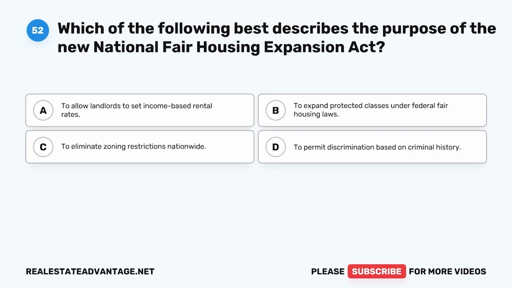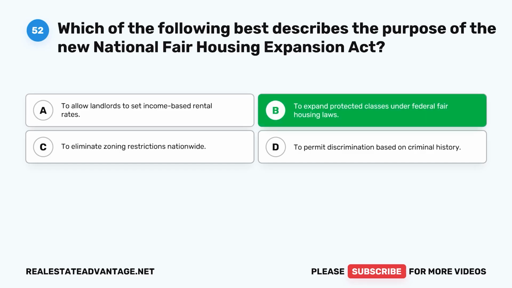Question 52. Which of the following best describes the purpose of the new National Fair Housing Expansion Act? A. To allow landlords to set income-based rental rates. B. To expand protected classes under federal fair housing laws. C. To eliminate zoning restrictions nationwide. D. To permit discrimination based on criminal history. The correct answer is B.